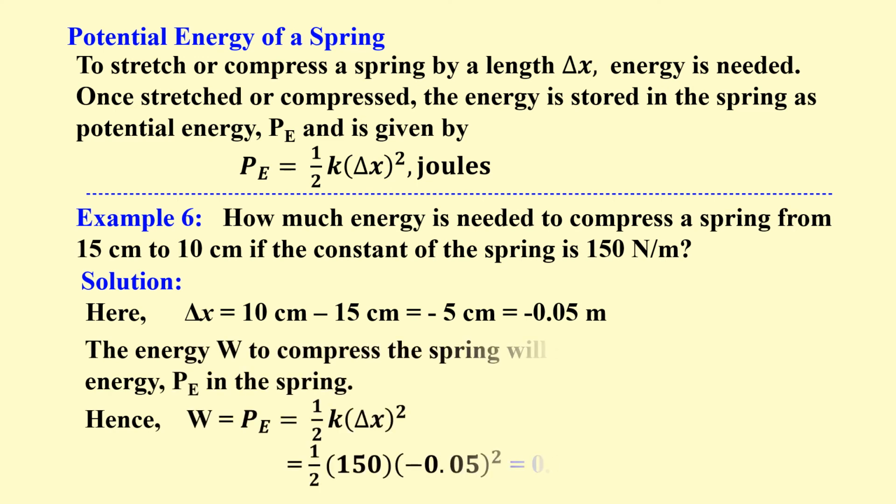The energy W to compress the spring will all be stored as potential energy PE in the spring. Hence, W equals P sub E equals 1 half K times delta X squared equals 1 half times 150 times negative 0.05 squared, and this gives us 0.1875 joule.